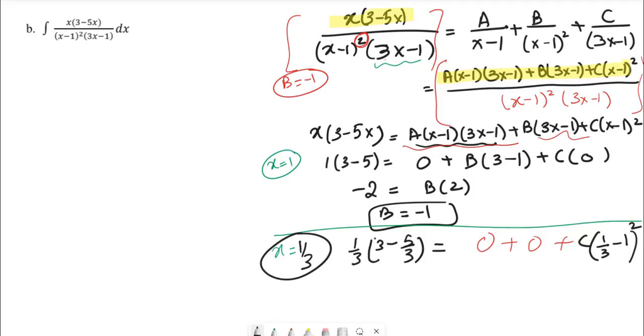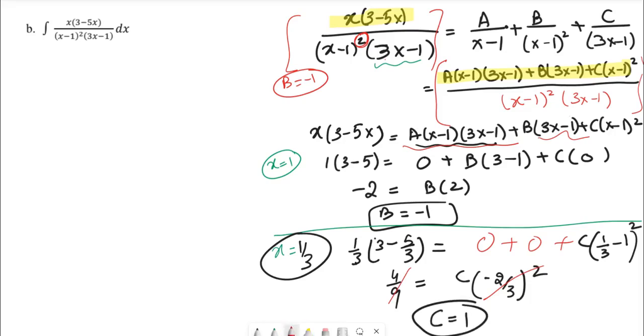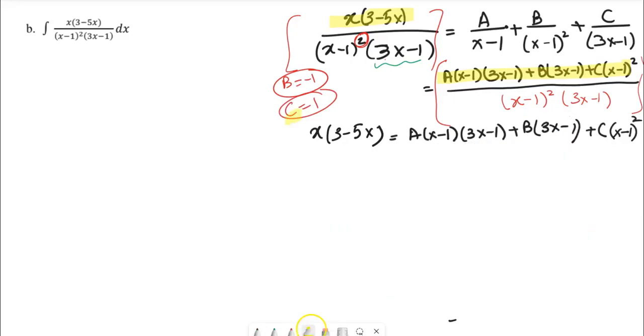So what do we have? 1 by 3 times 3 minus 5 by 3. That's 9 minus 5, 4 by 3 times 3 is 4 by 9 equal to c times negative 2 by 3 whole square. That's also 4 by 9. So 4 by 9 and 4 by 9 can divide both sides. C is equal to 1. So we can note that down also here. C equal to 1. We have found B and C, but we haven't found A.